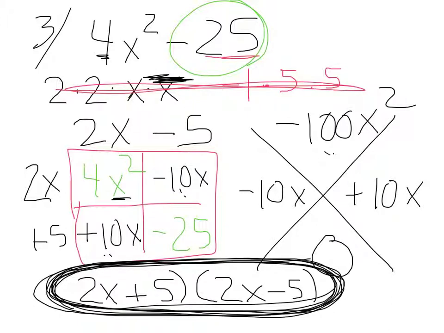All right, did you get 3 out of 3? That's an A. 2 out of 3, that's a D. 1 out of 3, that's an F. 0, low F. All right. Peace.